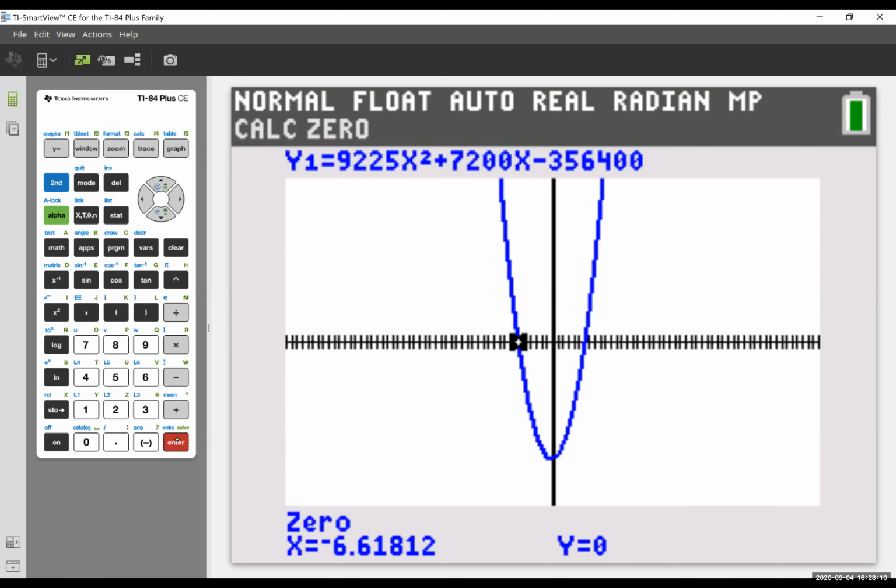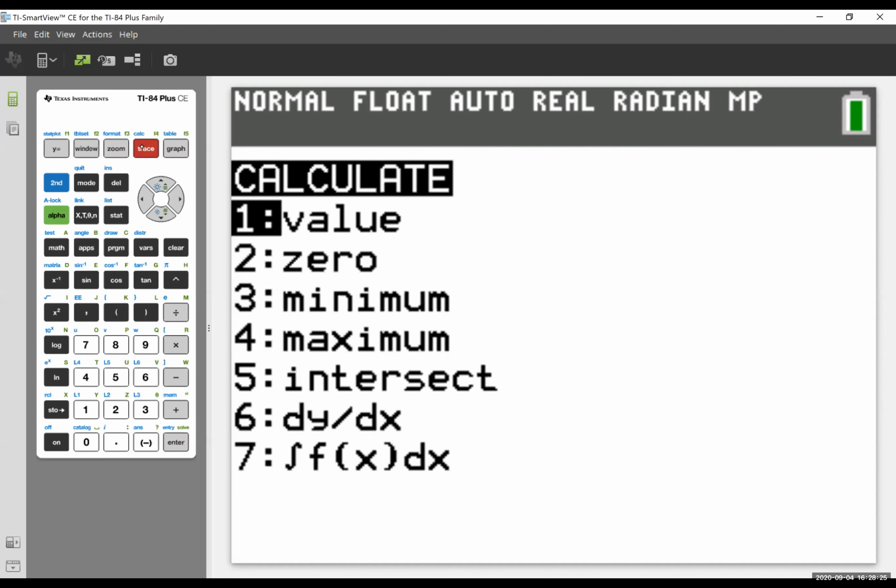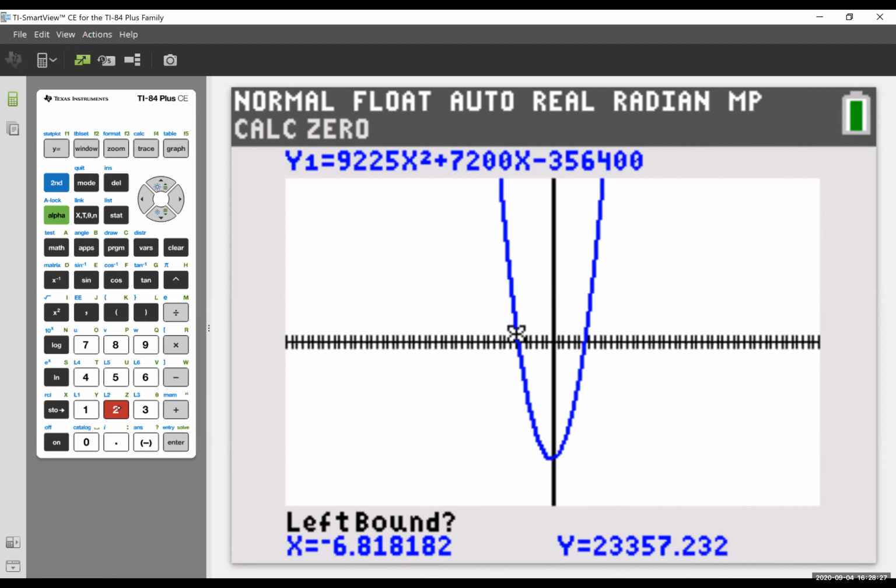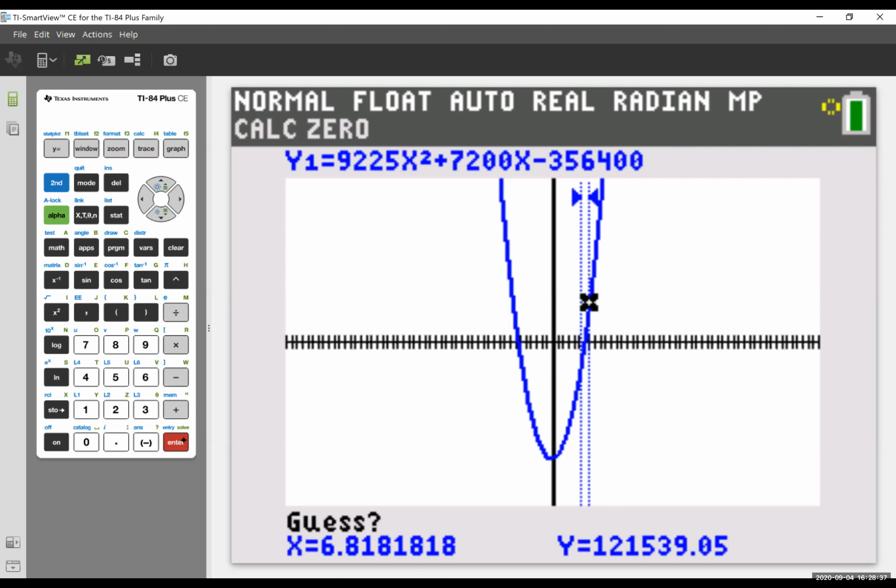So I've got one of the zeros. I shall write this down so I don't forget it. So I have negative 6.62. And then the other zero. I'm going to go to the other one. And that should give us about 5.884.